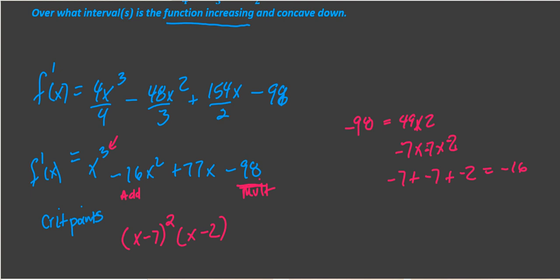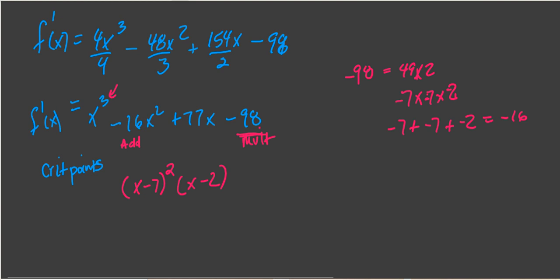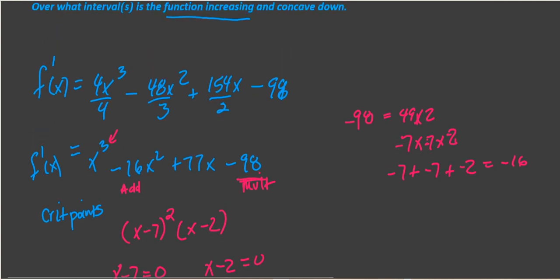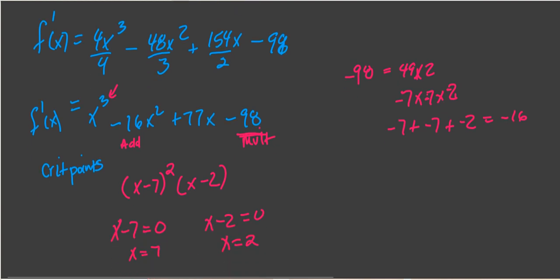Now that I have this factored out, I can go ahead and finish finding my critical points, where I can take x minus 7 equals 0 and say x equals 7. And then I can say x minus 2 equals 0, and x equals 2. So these are my two critical points, but I'm going to save these for later because I am looking for not only my increasing, but I'm also looking for my concave down. So I'm going to do everything at the same time.